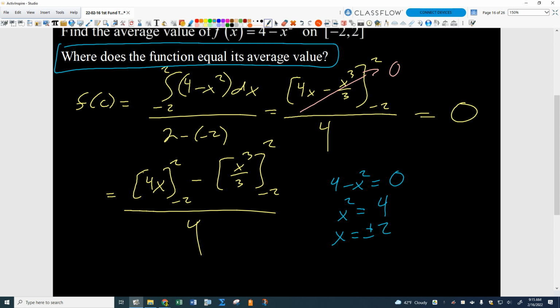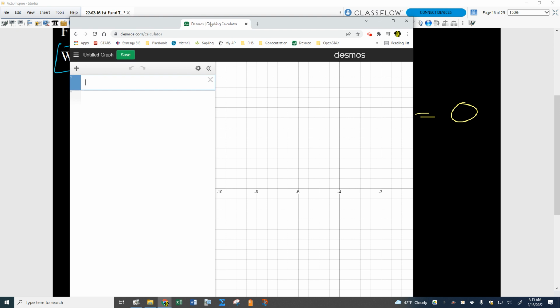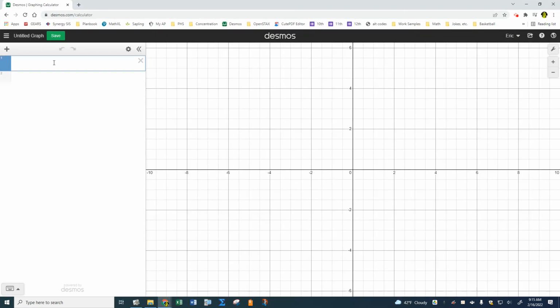Okay, let's look at this on a graph for a second. Yeah, that's weird. What the heck? That's not what I was expecting. Maybe that's what it looks like, but it just doesn't seem right to me. 4 minus x squared.